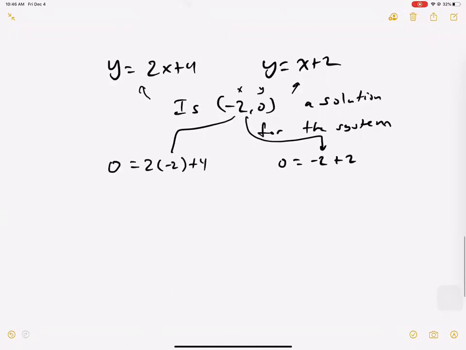And 0 is equal to negative 4 plus 4. Yeah, negative 4 plus 4 is 0. 0 is equal to 0. On the right, 0 is equal to 0. Yep, this is true. Turns out that negative 2, 0 was a common answer for both of them.